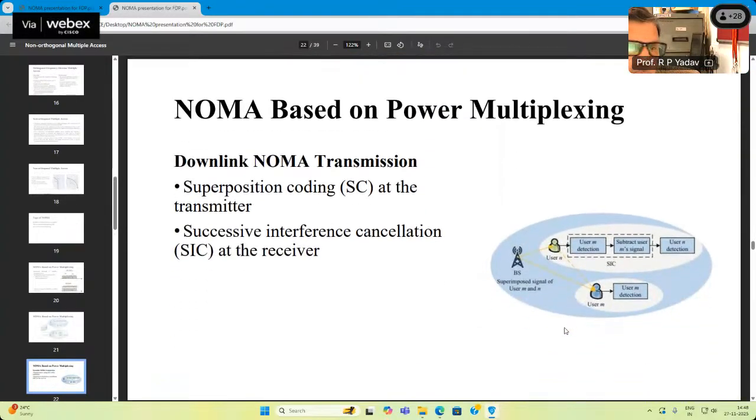Now this was the downlink NOMA transmission. Superposition coding (SC) at the transmitter, successive interference cancellation at the receiver. In fact, perhaps you can realize that a tablet PC or our mobile now has as much computation power as a laptop had. Now they are almost near about the computation power of a laptop.